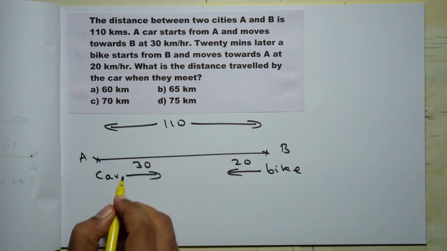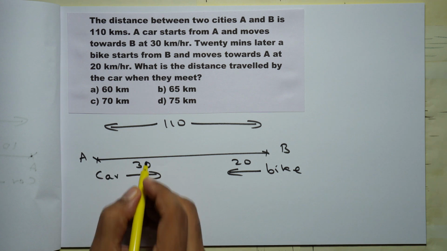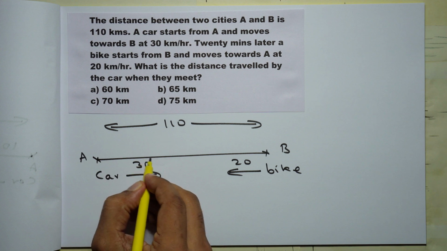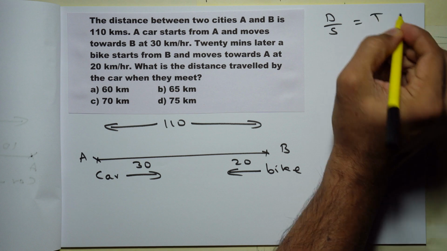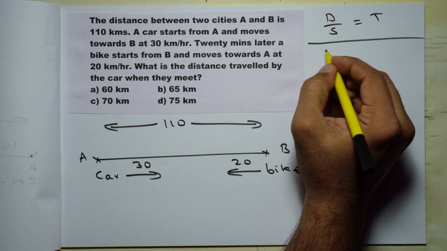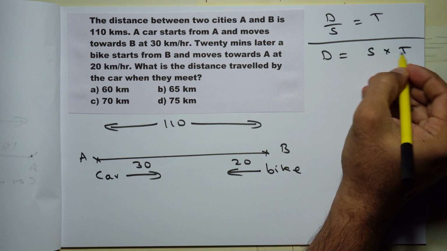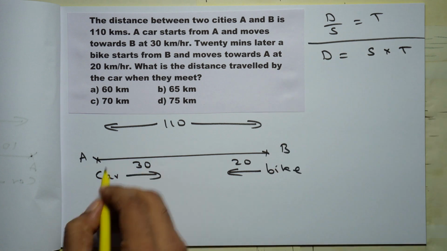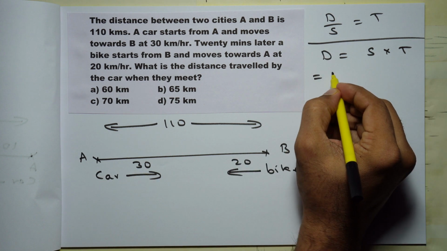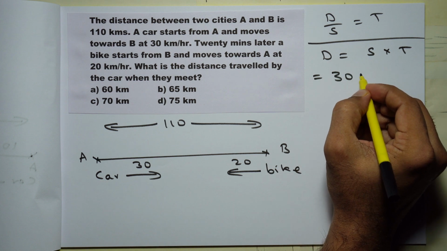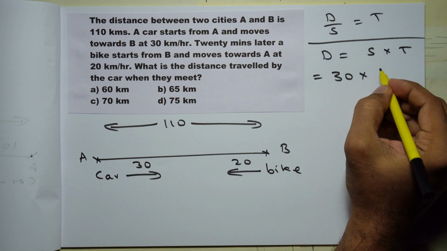Now, for the first 20 minutes, only the car is traveling. So first we'll calculate the distance traveled by the car in the first 20 minutes. Now the basic formula is distance by speed gives you time. So this formula can also be written like this: distance is equal to speed into time. So using this equation, we can calculate the distance moved by the car in the first 20 minutes. That is, speed is equal to 30 kilometers per hour into time is 20 minutes. For the first 20 minutes, only the car is moving.